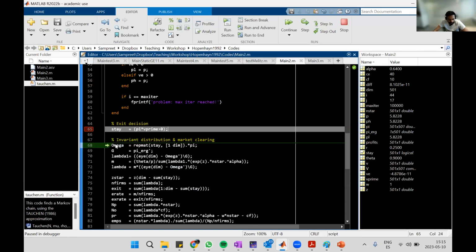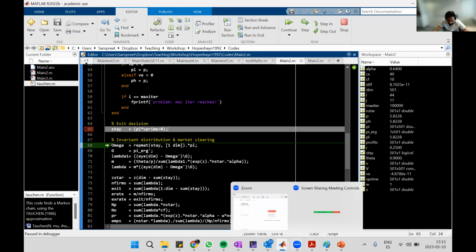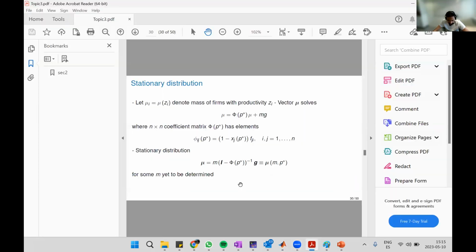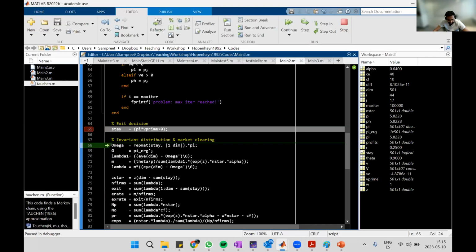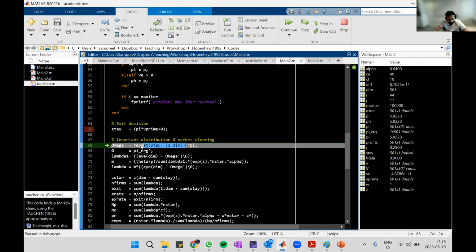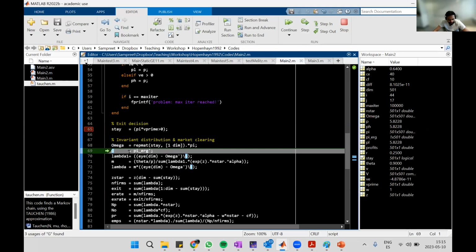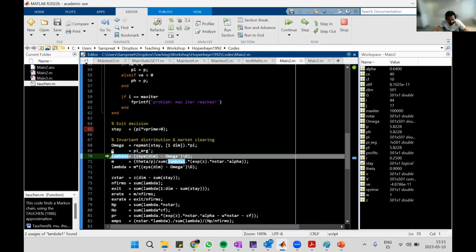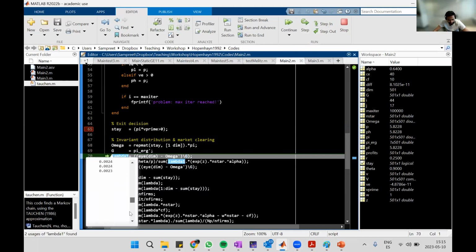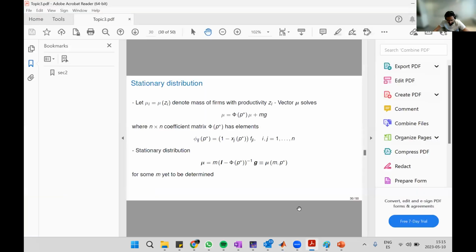Now I need to compute my omega. So what is omega? Let me show you. Omega is this: the decision to stay times the transition probabilities. This is what I'm doing here. I'm multiplying the transition probabilities with the decision to stay. So this gives me my omega. If I have my omega, this is my distribution of entrants G. So this is my distribution of entrants Z, which is here, actually this one Z here.